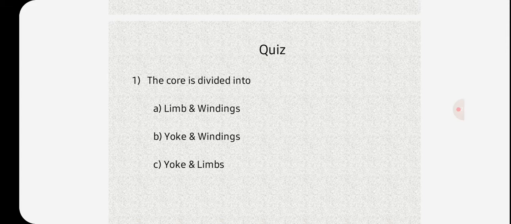So the first one is, the core is divided into two types: yoke and limbs. Yoke and limb is the correct answer, C. Limb and winding, yoke and winding is wrong. Vertical core is called limbs and horizontal core is called yoke. So the answer is C, yoke and limbs.